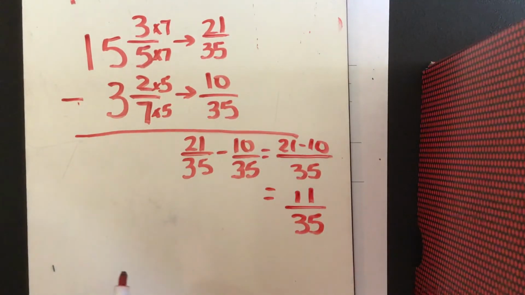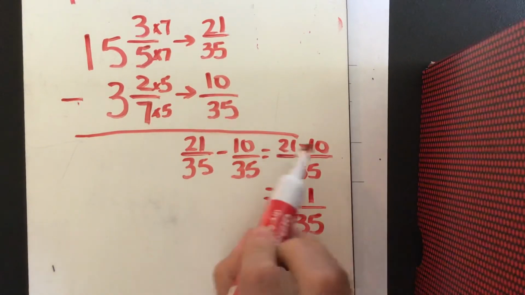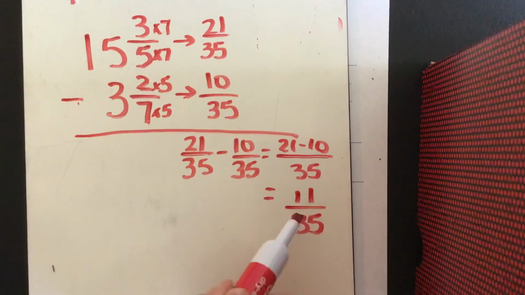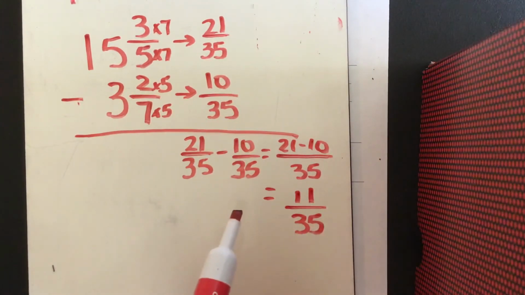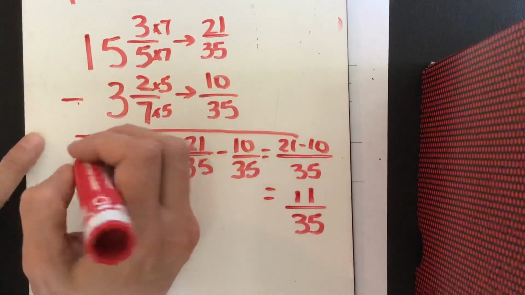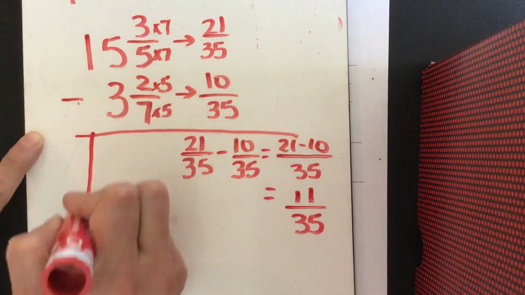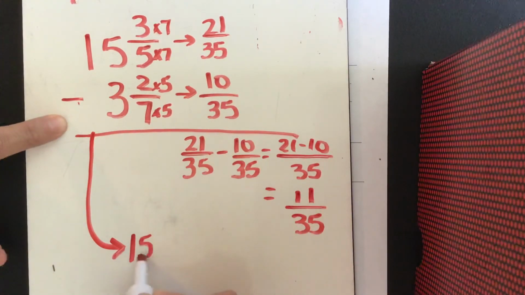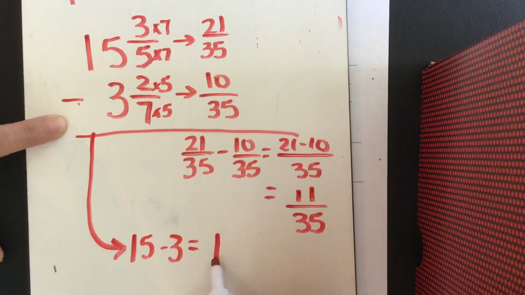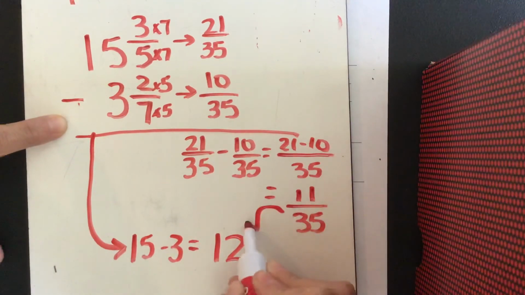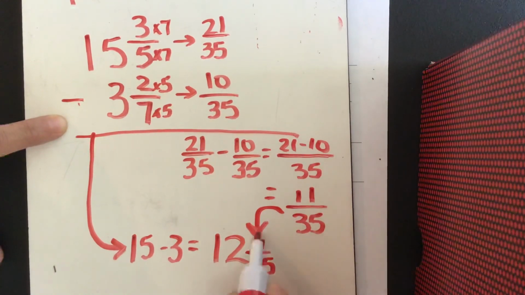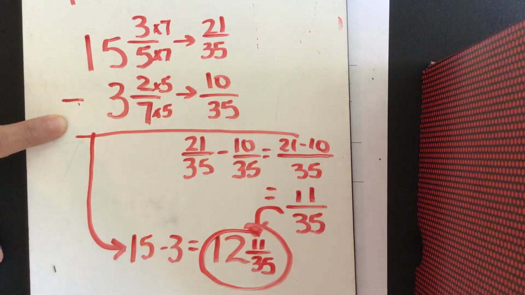Okay, step 3. We just did that. We added or subtracted the numerator. Step 4 says to simplify. If I can reduce this fraction, I'm going to. In this case, I can't reduce it. Step 5 says to add or subtract the whole number. So I'm looking at the whole numbers up here. Whole numbers are 15 minus 3. So 15 minus 3, which gives me 12. And then I'm just going to put that fraction right there. So 12 and 11 over 35 would be my answer.